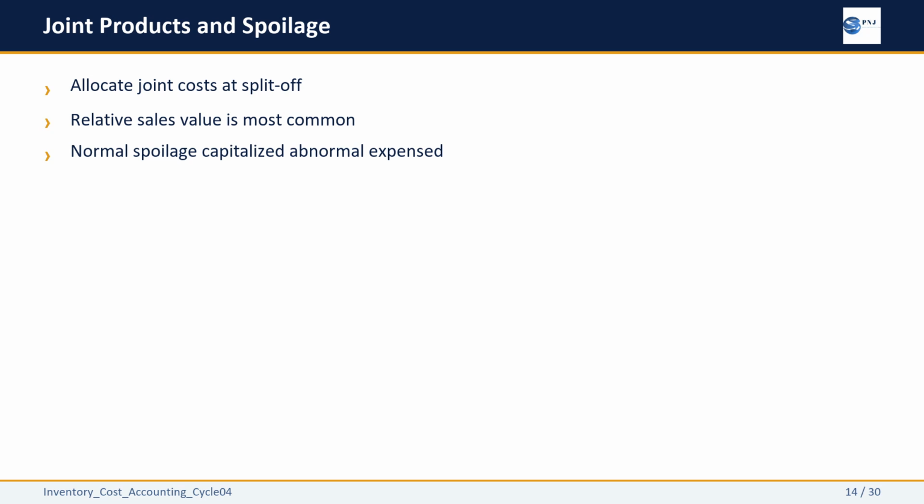Some processes yield several outputs from one input. Joint costs incurred before the split-off point are allocated to the joint products, most often by relative sales value, sometimes by net realizable value or physical output. Byproducts with minor value are usually netted against joint cost. Spoilage carries its own critical rule. Normal spoilage is expected and absorbed into good output, raising the per unit cost, while abnormal spoilage is a period expense. Capitalize abnormal spoilage by mistake, and you inflate both inventory and profit.